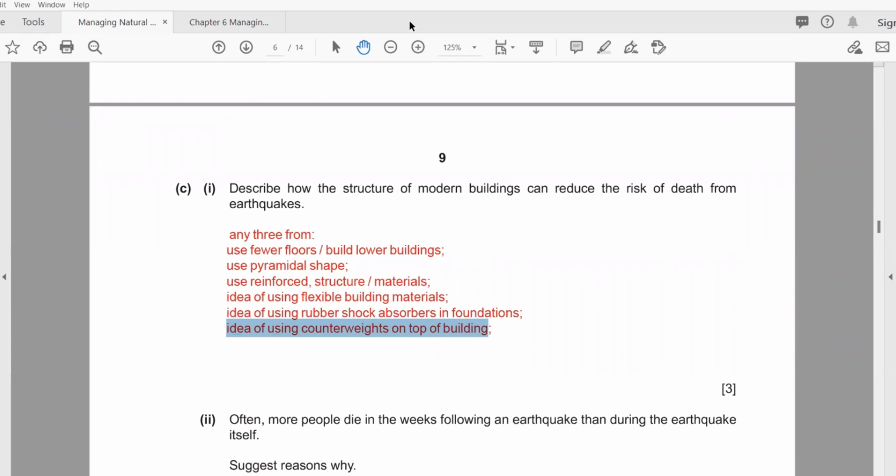Yes. Okay. Often more people die in the weeks following an earthquake than during the earthquake itself. They're saying that when an earthquake comes, maybe 100 people die, but after 1 week, 2 weeks, 3 weeks, maybe 2,000, 3,000 people will die. What is the reason? Did you get my question? Yes, Aula.